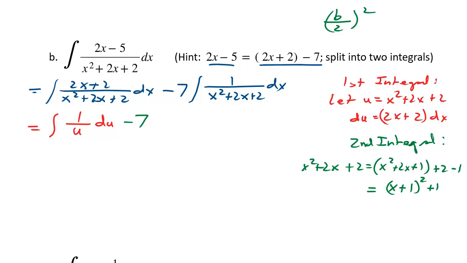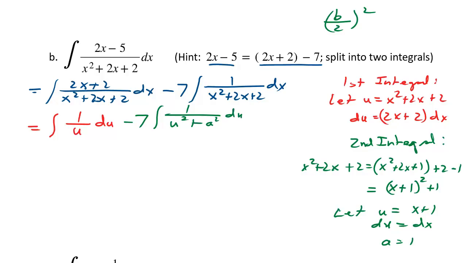So we can write that as, if we let u be x plus 1, du would be dx, so no problem there. And a would be 1. So we can write this as 1 over u squared plus a squared du. Now we've got two fairly easy integrals to evaluate. Like I said, the first one is just going to be the natural log of u.